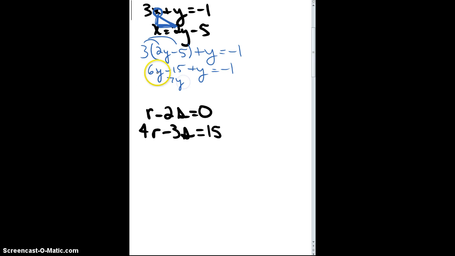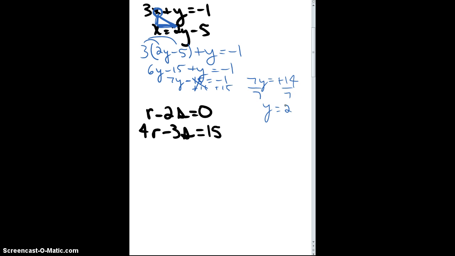7y. So it's 6y and y, 7y minus 15 equals a -1. Add 15. 7y, those cancel, equals a negative, what is it? Nope, positive 14, because money debt, and divide by 7, y equals 2.